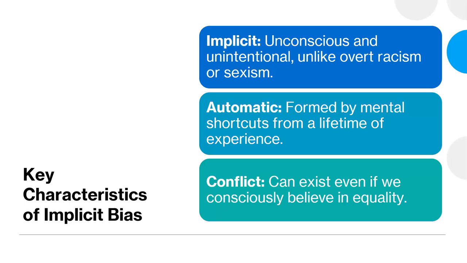The second key characteristic of implicit bias is that implicit biases are automatic. You see, our brains are designed to create quick associations to help us navigate the world. For example, when you hear the words peanut butter, your brain automatically associates it with jelly. You don't even have to consciously think about it. If you're from Appalachia or this area, if you hear the word beans, your brain automatically probably associates it with cornbread.